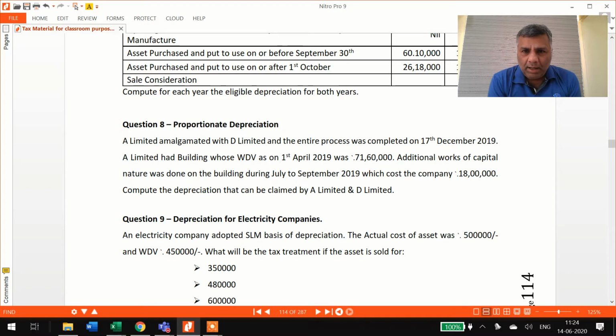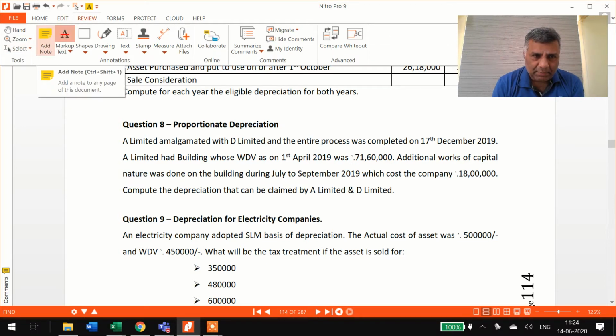A Limited amalgamated with D Limited. The entire process was completed on 17th December 2019. A Limited had a building whose written down value was 71,60,000. Additional work that took place between July and September, 18 lakhs. Compute the depreciation that can be claimed by A and D Limited. Read through. Building is 10%, my dear friends.